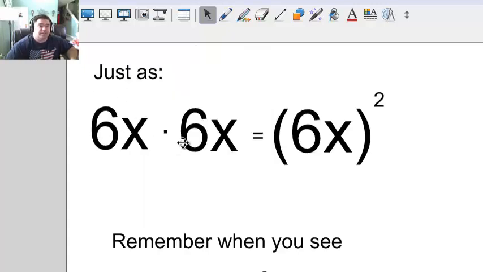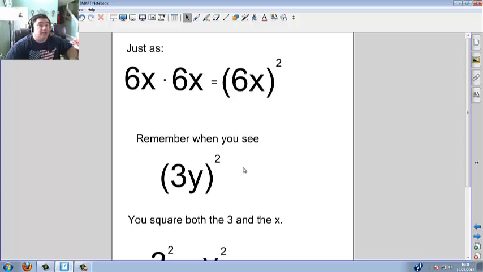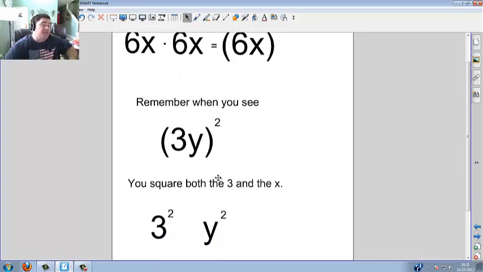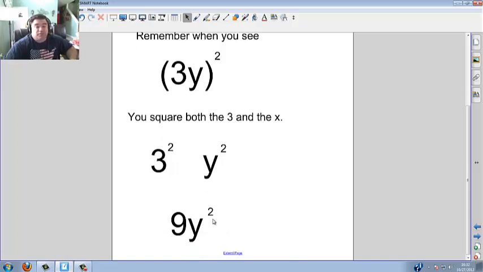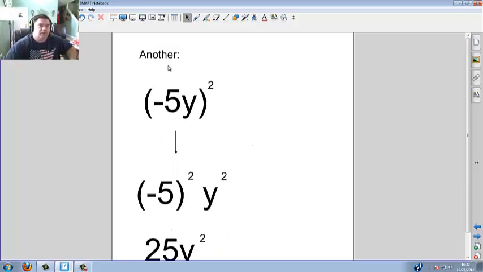Just as 6x times 6x equals 6x squared. Remember when you see this, now this time the 3 is inside the parentheses. That means everything inside here will get squared. So now it is going to be 3 squared, and it will be y squared. So 3 squared is 9. Y squared just becomes y squared. Just sits there.